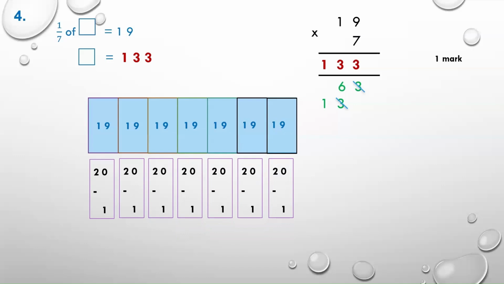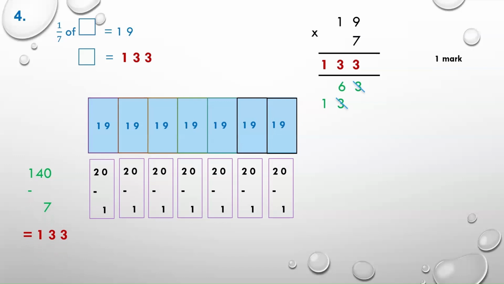So how many $20 bills do we have? 7. 7 20s. 5 20s are 100 and 20, 140. And we're taking away 1 each time. So we're taking away 7 1s, which is 7. So 140 take away 7 is 133. So look how many different ways we've been able to find this solution.